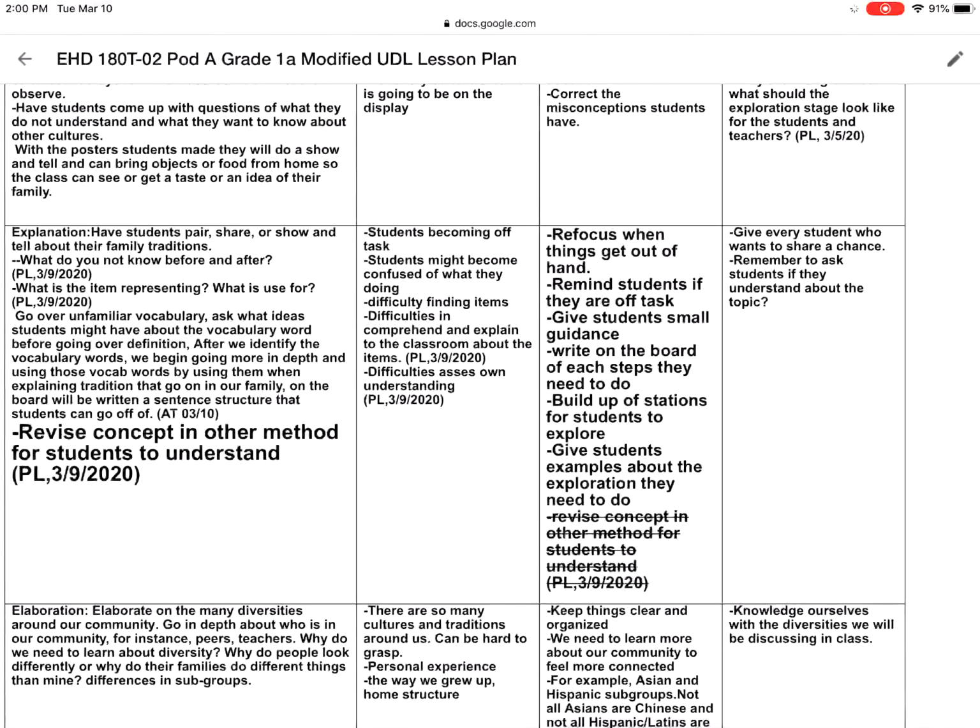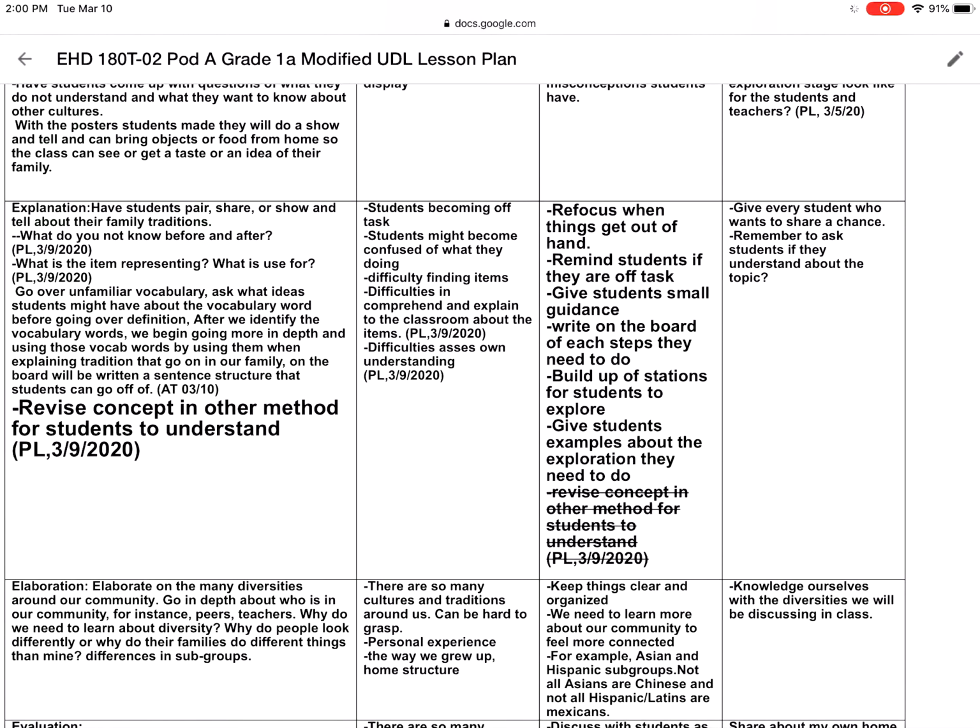And lastly, explanation. We will have students pair share or show and tell about their family traditions with the poster boards. We will have students explain what they didn't know and what they do know now, and the items that they bring, what they represent, what their family uses them for, and what they mean to their family.